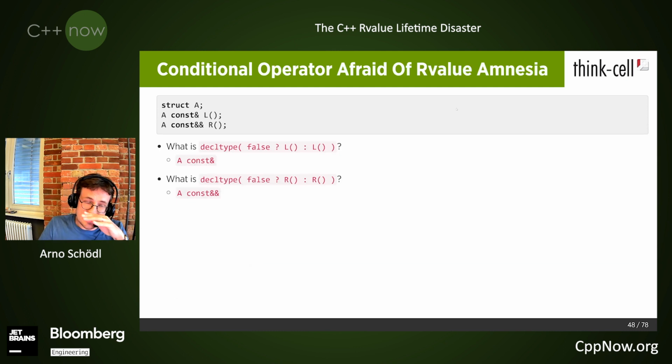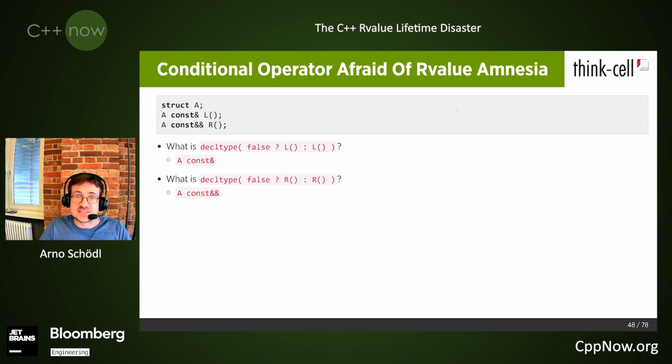So let's see how various parts of the language deal with this problem. Let's look at the ternary operator. Let's say we have two functions, L and R. And L, as the name suggests, returns an L value reference, and R returns an R value reference. Now, what's then the decltype of a ternary operator that has two L's? Well, not surprising, it's a const ref. So it kind of preserves the type of the L.